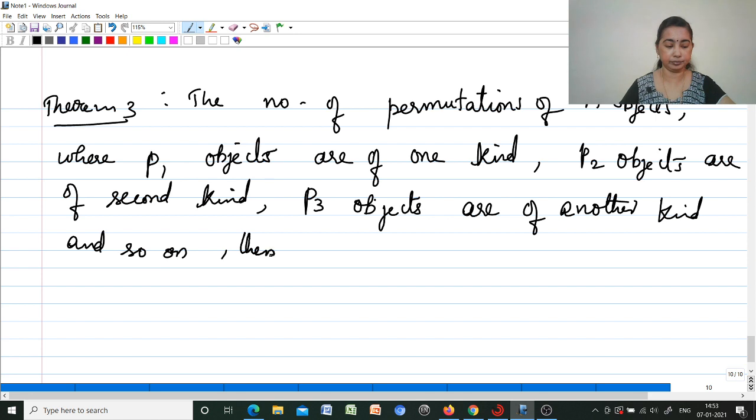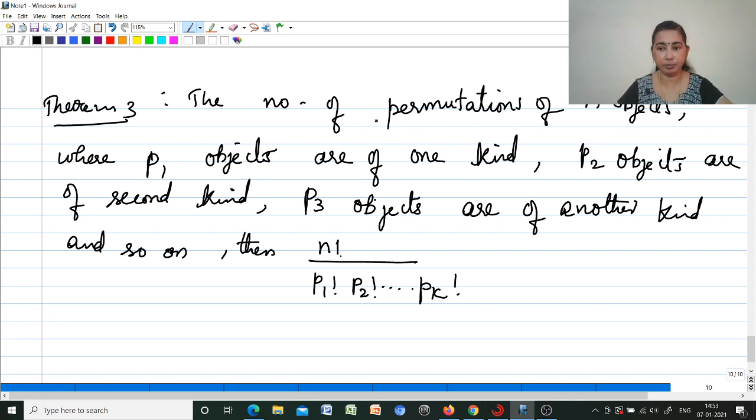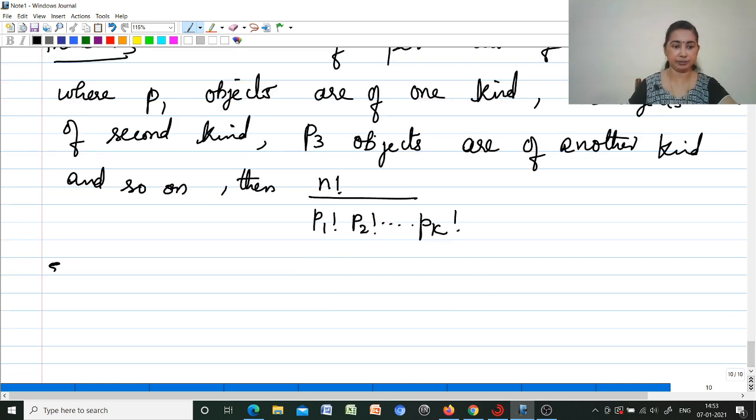Then the number of arrangements is given by n factorial by p1 factorial into p2 factorial, etc., pk factorial. So, the number of permutations of n objects where p1 objects are of one kind, p2 objects are of second kind, p3 objects are of another kind, and so on, how many types are there, etc. Then number of permutations is n factorial by p1 factorial, p2 factorial, etc., pk factorial. I will show you one example related to this.